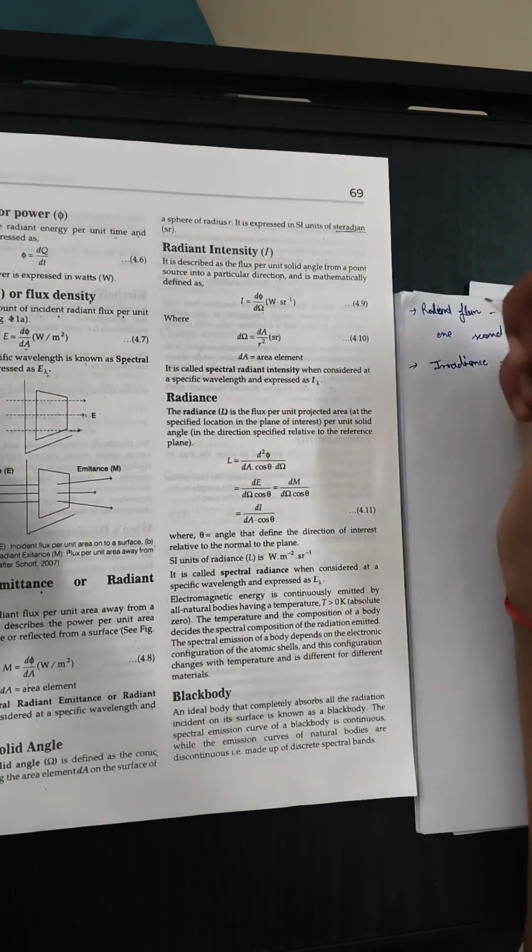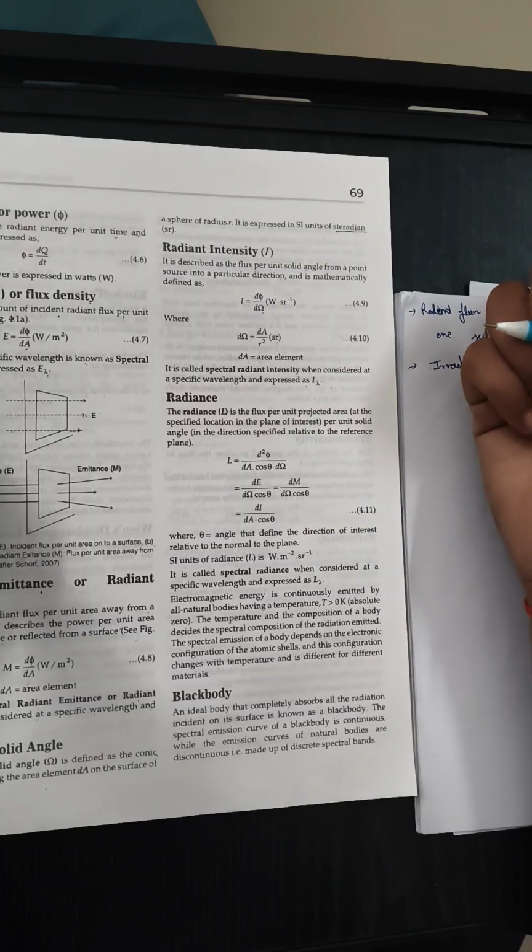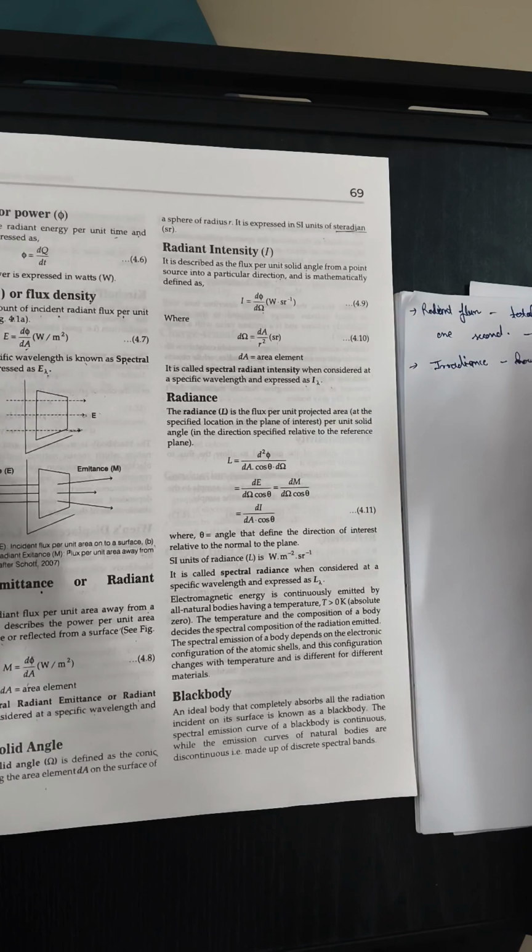So for example, a laser emits light mainly in one direction. So it has high radiant intensity in that direction.